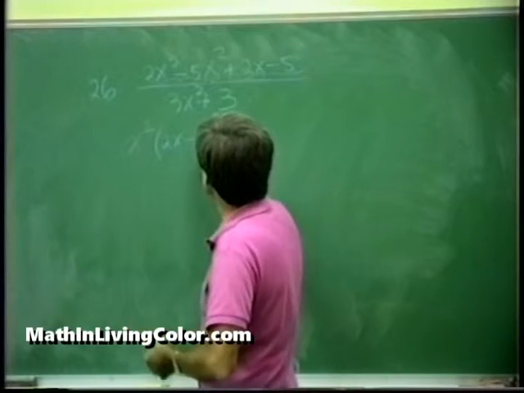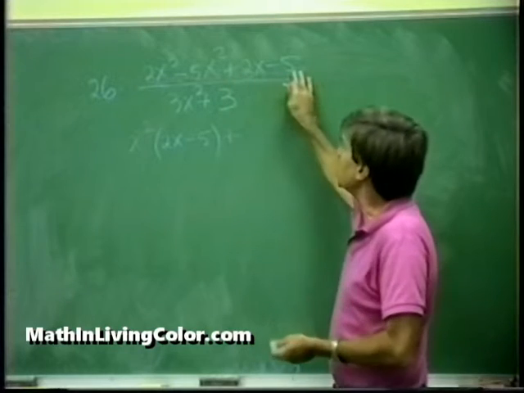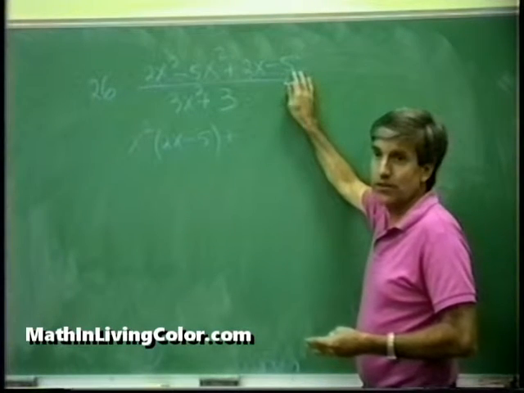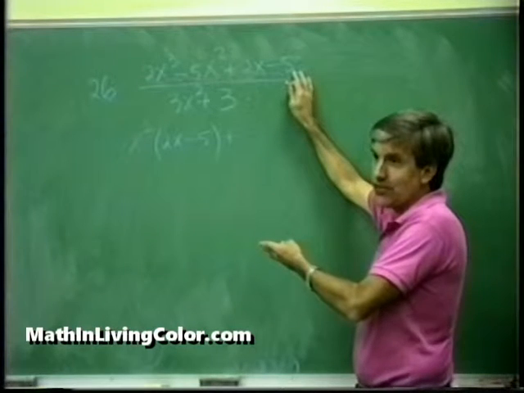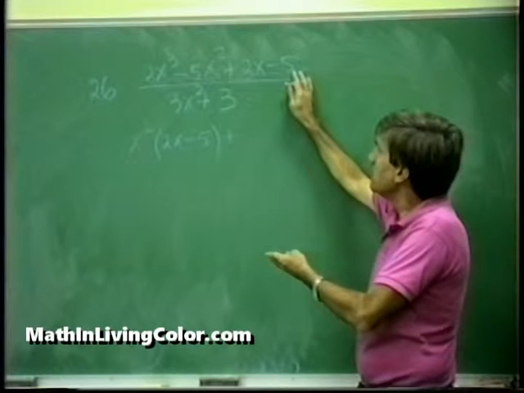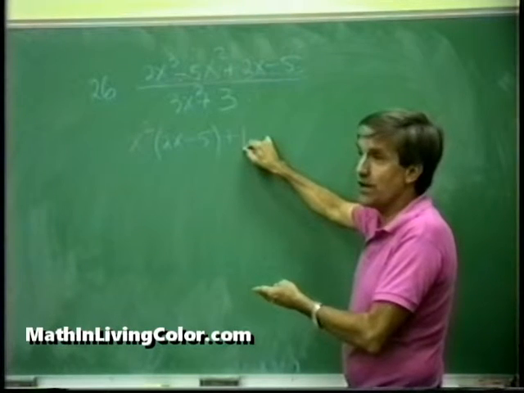2x minus 5, right? And then plus. Now, the last two doesn't look like there's anything to factor out. Well, we've got to factor something out. If you can't think of anything else to factor out, then plus 1. How about a 1?